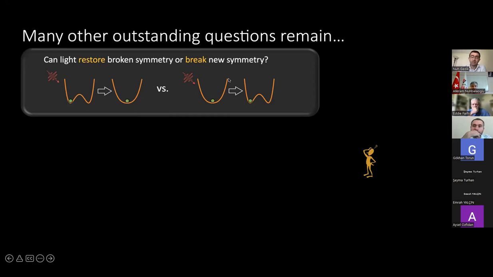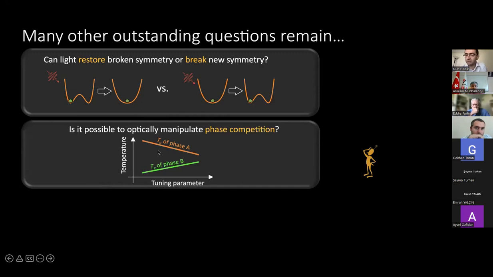For example, in quantum materials, the reason why there are so many different phases in close proximity to each other is because there is usually a phase competition. Different phases are competing with each other as a function of some tuning parameter. So it turns out that you can actually use light to favor one phase or the other.